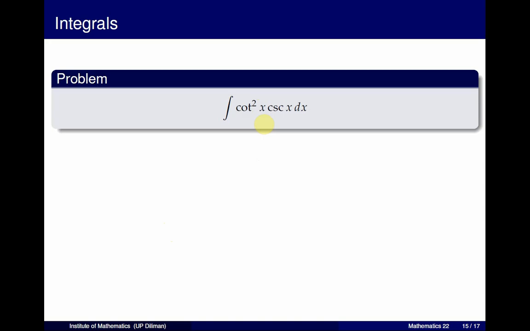What we will do here is to write the cotangent in terms of cosecant. Remember that cotangent squared x is cosecant squared x minus 1. So let's do that. So the integral is the integral of the quantity cosecant squared x minus 1 times cosecant x dx. And let's distribute and split the integral. So we will get the integral of cosecant cubed x minus the integral of cosecant x dx.